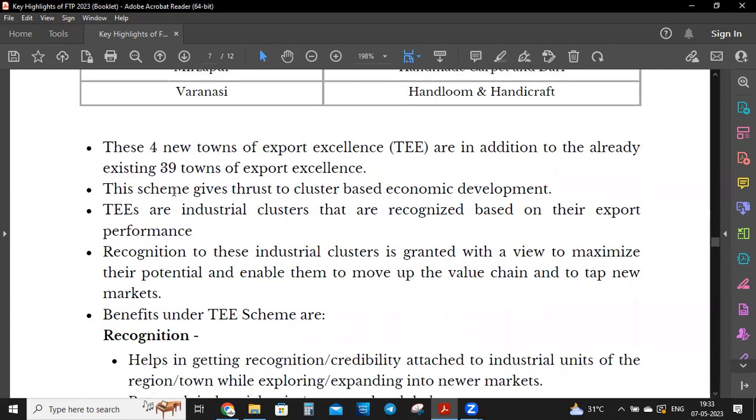Okay, so these 4 new towns of export excellence, TEE, are in addition to the already existing 39 towns of export excellence. So friends, already 39 towns are there, and in them these 4 new names are being added. Okay, and what is the full form of TEE? Towns of export excellence. Okay, this scheme gives thrust to cluster based economic development. These are industrial clusters that are recognized based on their export performance. So what are the benefits of this scheme?